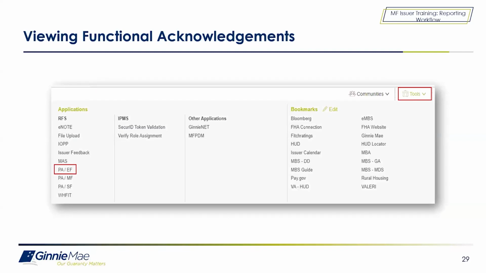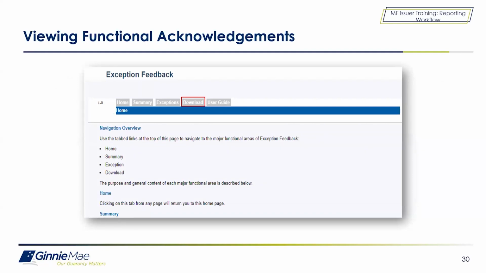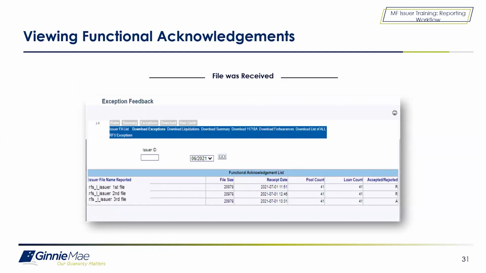To view the FA in RFS, access the exception feedback screen. Select Download. The screen shows several download options. Screen also displays file information, receipt date, pool and loan count, and the AR status. The issuer has submitted 3 files, 2 rejected and 1 accepted. To view the reason the file rejected, place your cursor over the file name that you want to review, which is on the far left of the screen, and click.